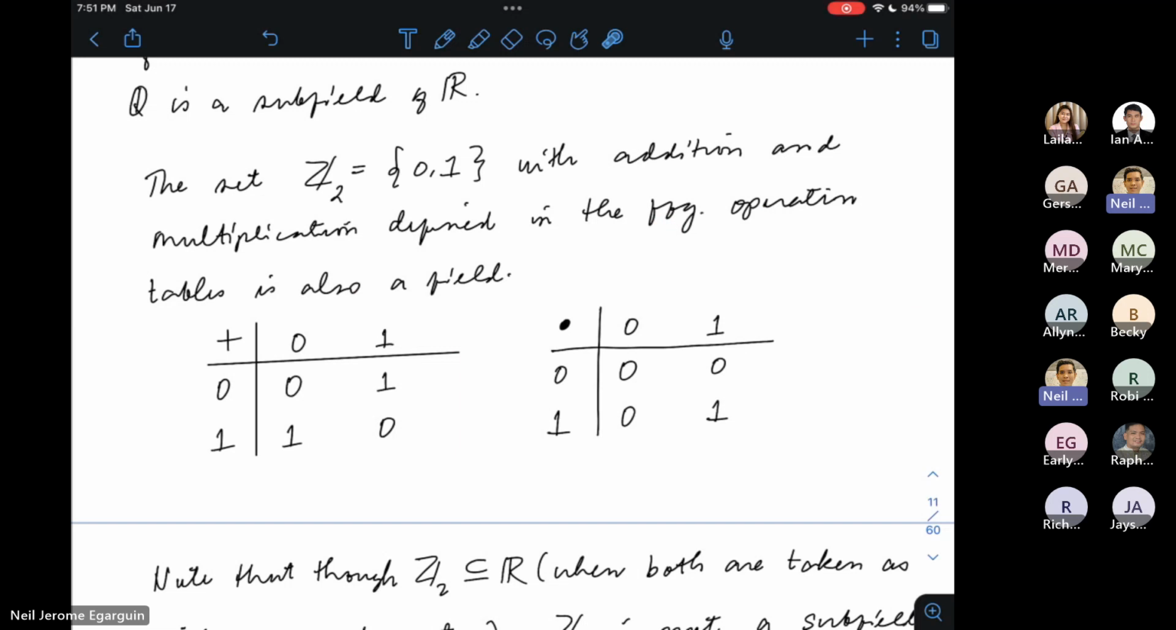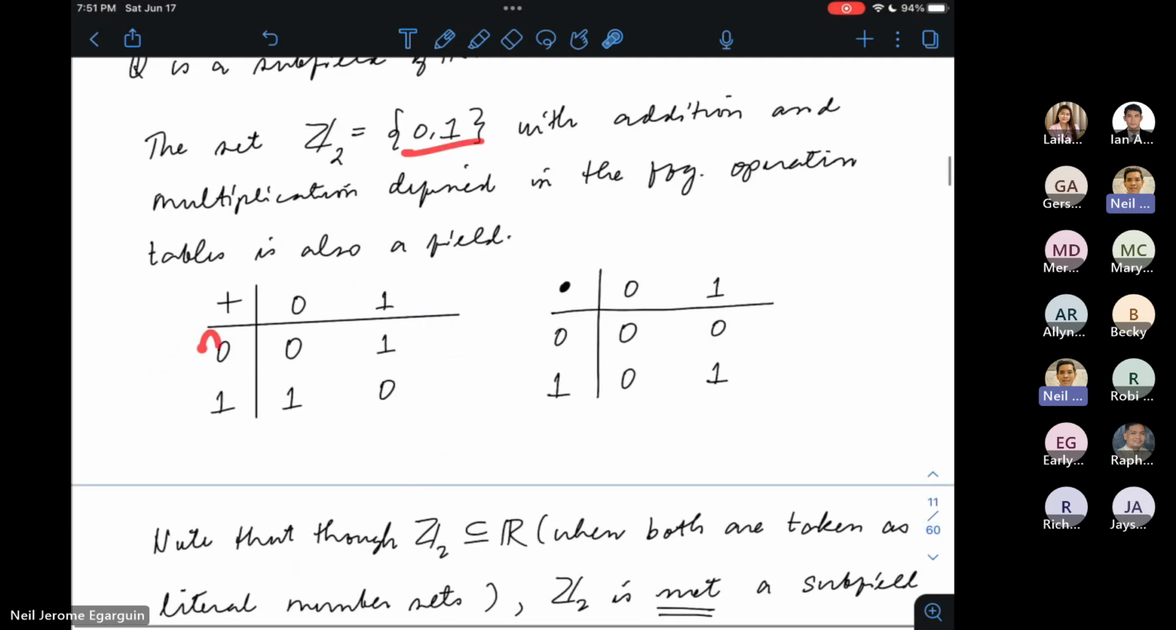So halimbawa rito, ito yung addition table ng Z2 ng 0, 1. So 0 plus 0 is 0. If you want to add 0 plus 1, ang sagot ay si 1. Right? That's how you read the addition table. So 1 plus 0 is equal to 1 and 1 plus 1 is equal to 0. Okay? So ganyan yung addition sa Z2.